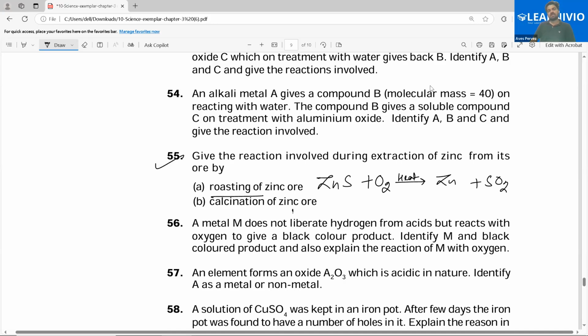Similarly for calcination, if it is done for carbonate ore, zinc should be in carbonate form, meaning ZnCO3. When heated in the absence of air, it will give you ZnO plus CO2. Okay, understood?